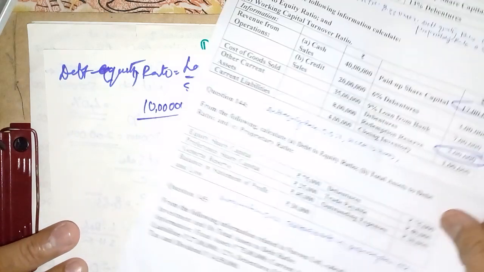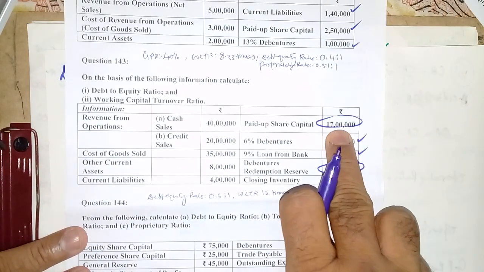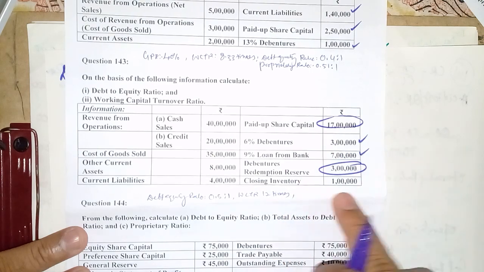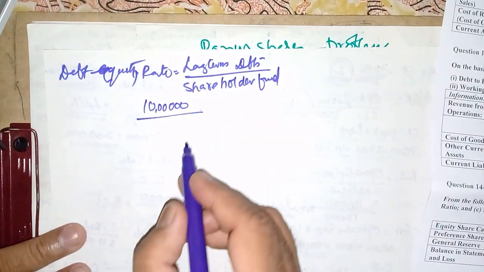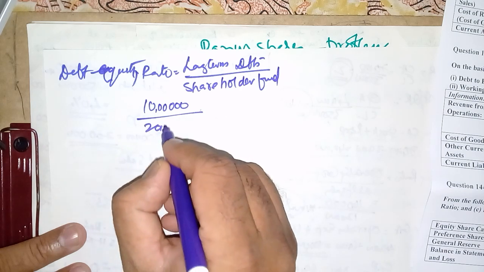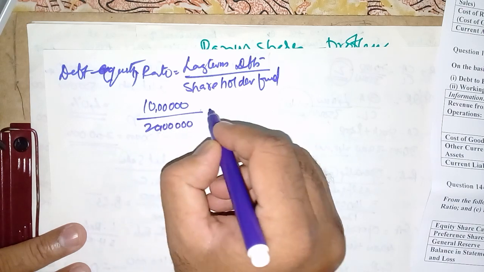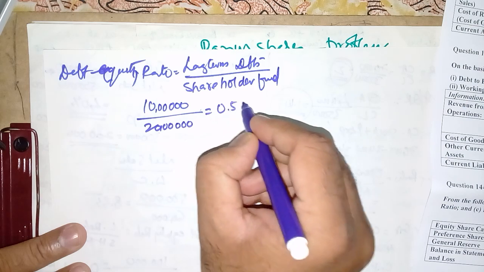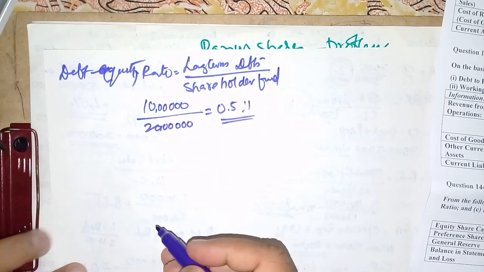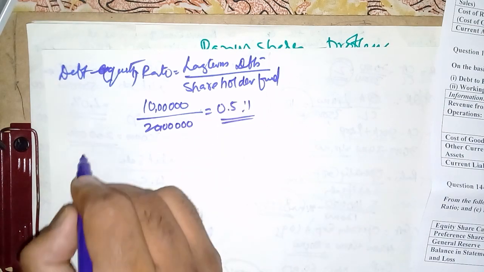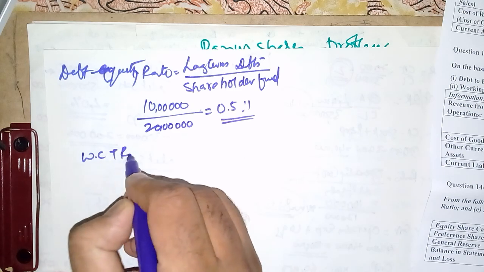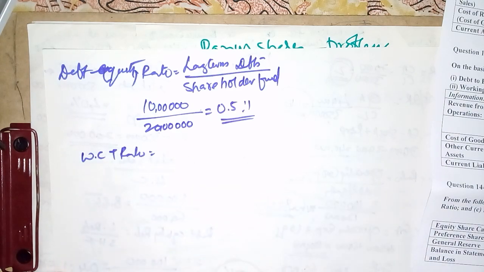Then shareholders fund is equal to, as I have already explained, equity share capital 7 lakh paid up capital plus debenture redemption reserve, DRR. So that comes to 20 lakhs. That is equal to 0.5:1, which is our debt equity ratio. Then working capital turnover ratio.